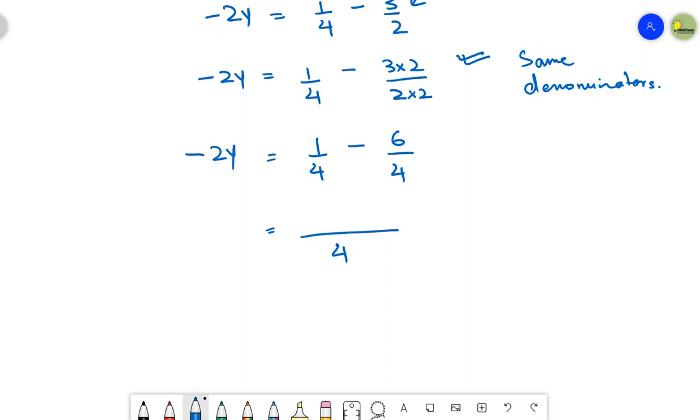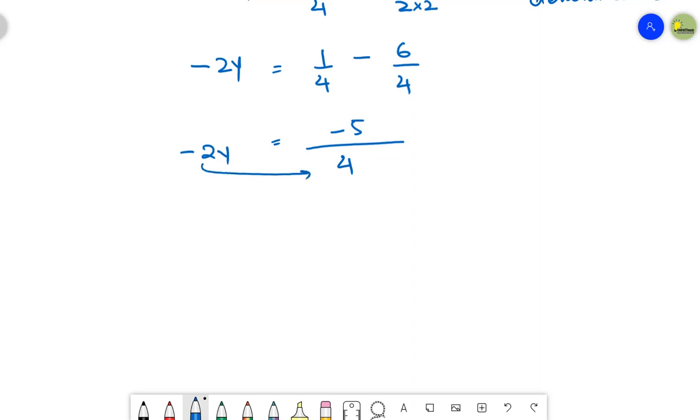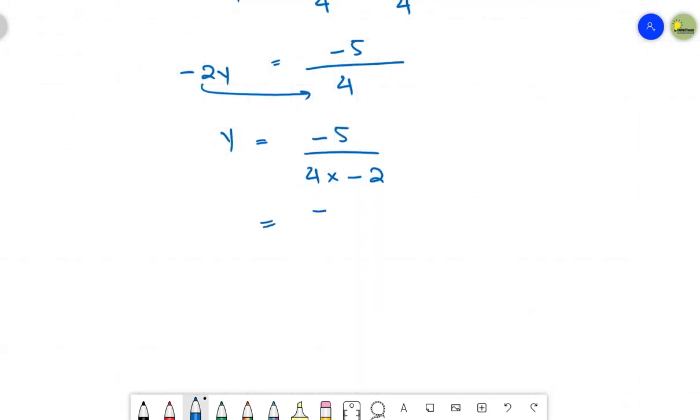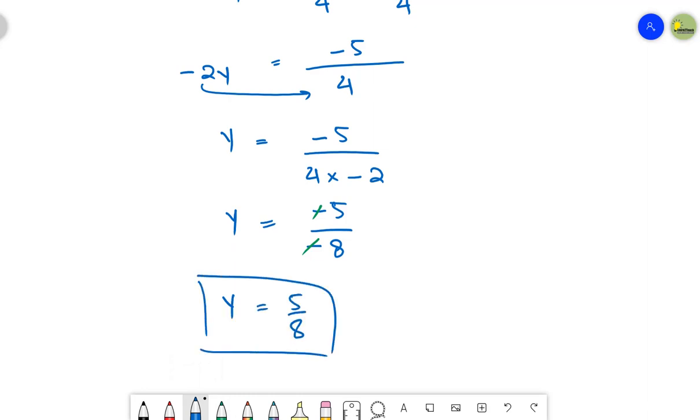Now, 4 remains in the denominator. 4 and 4 are combined, so only one 4 will be written. 1 minus 6 is minus 5, so minus 2y equals minus 5 upon 4. Now this minus 2 will be shifted to the denominator and multiplied by 4, because 4 was already present in the denominator. 4 multiplied by minus 2 gives me minus 8. y equals minus 5 upon minus 8. Minus and minus cancel, so the answer is y equals 5 upon 8. This is the fractional value that you are having.